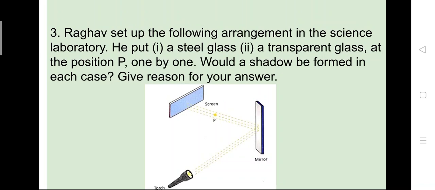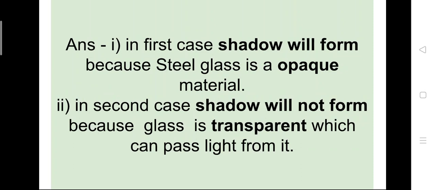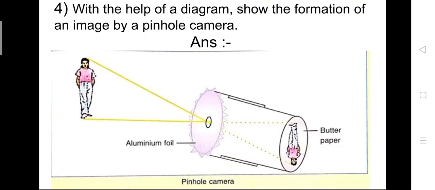So in the first case it is a steel glass, and steel glass is an opaque material, simple. When light passes through an opaque material, a shadow will form. And if a transparent glass is in the path, the shadow will not form on the screen. So in first case shadow will form because steel glass is an opaque material. And in second case shadow will not form because glass is transparent which can pass light through it. So that is the answer of this question.